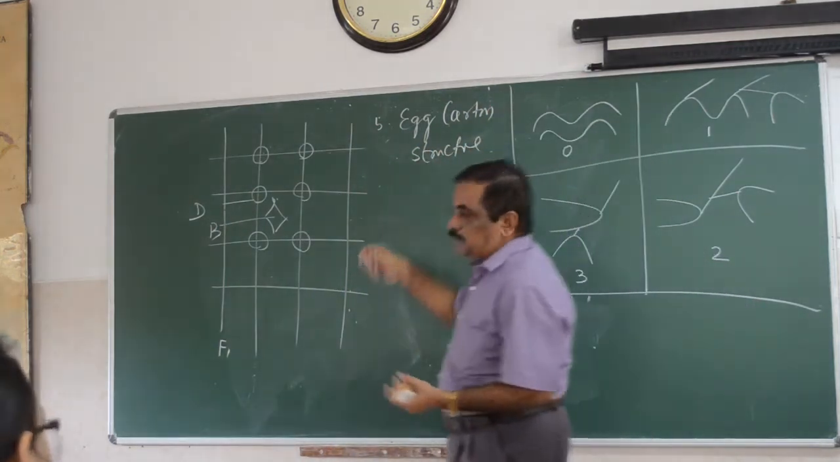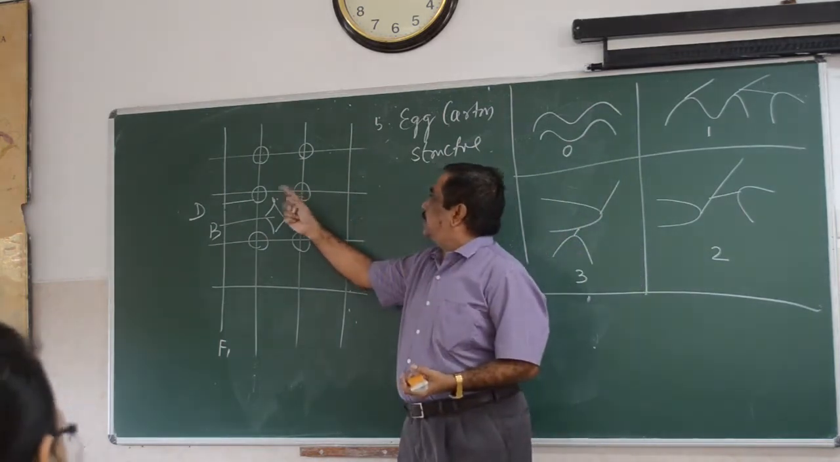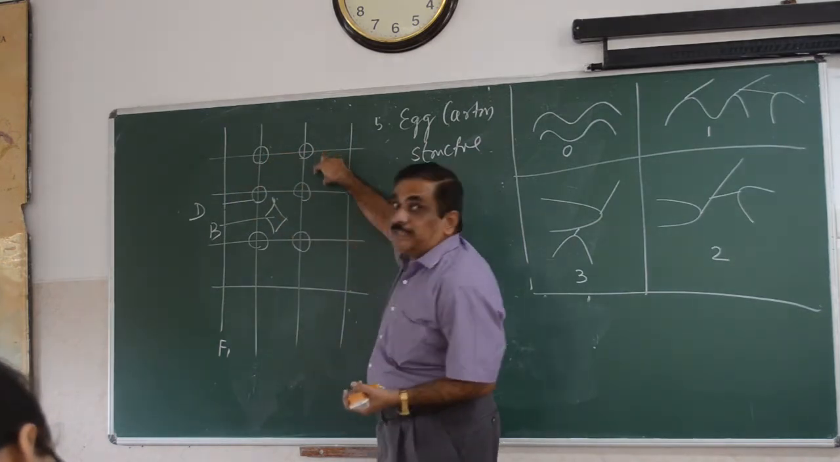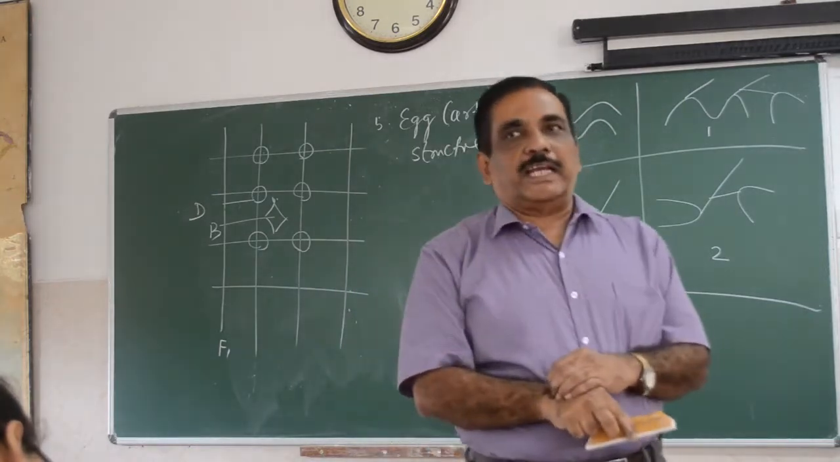Because the domes are like where you keep the eggs in. This is the projection part. These are the projection parts. You keep the egg here in the basin parts. That is why it is called an egg cartoon structure. Egg cartoon, you understand that?